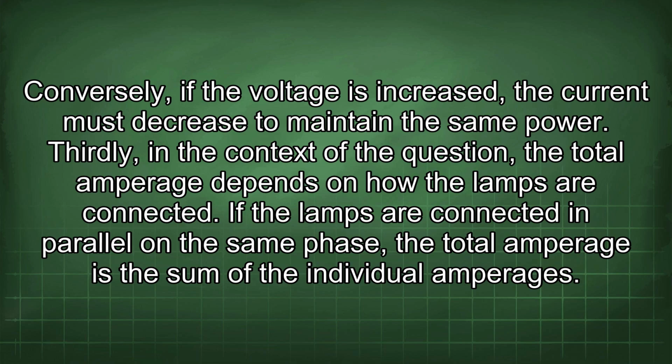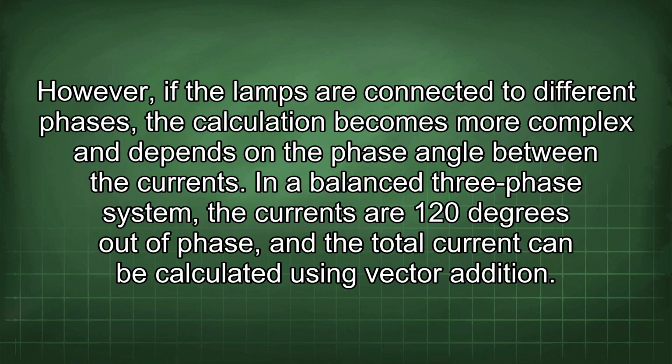Thirdly, in the context of the question, the total amperage depends on how the lamps are connected. If the lamps are connected in parallel on the same phase, the total amperage is the sum of the individual amperages. However, if the lamps are connected to different phases, the calculation becomes more complex and depends on the phase angle between the currents. In a balanced three-phase system, the currents are 120 degrees out of phase, and the total current can be calculated using vector addition.